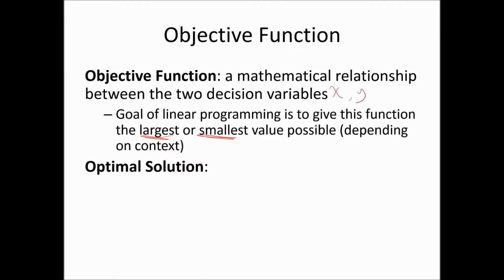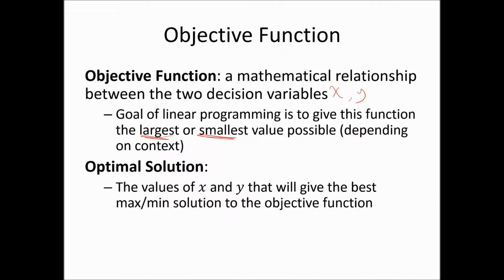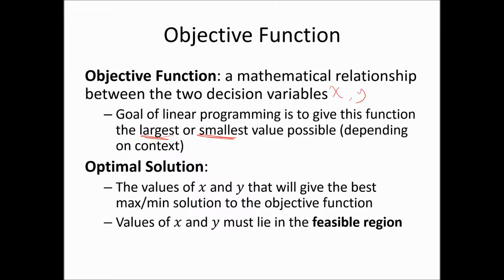The optimal solution, that is the values of x and y that give us this best possible result. The values of x and y that give the maximum or minimum solution to whatever this objective function is. Of course, a restriction here is that because we have all of these inequalities, x and y must lie within the feasible region.